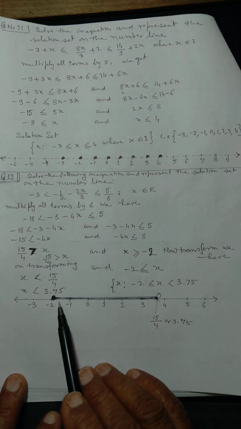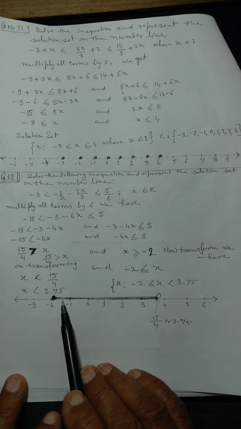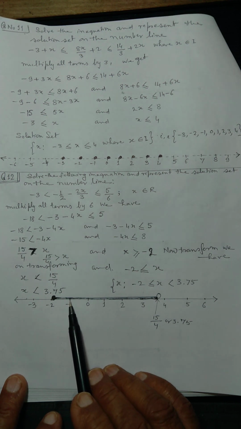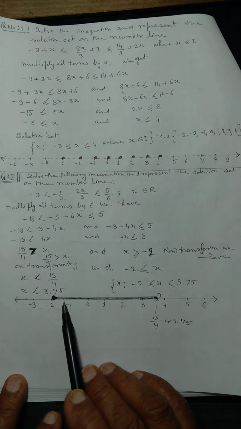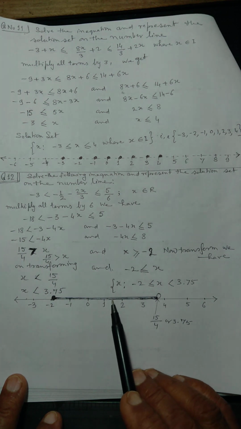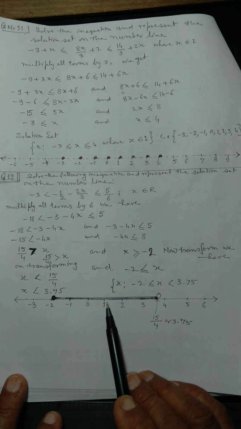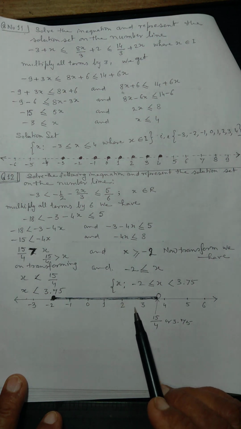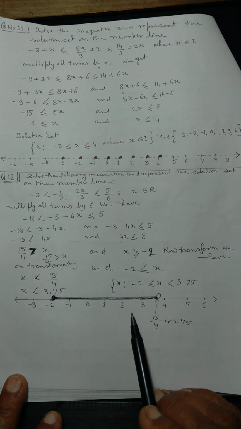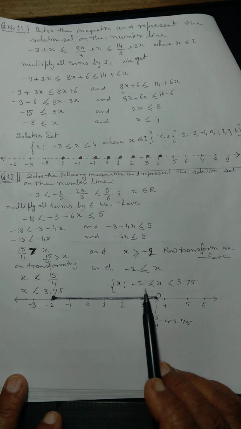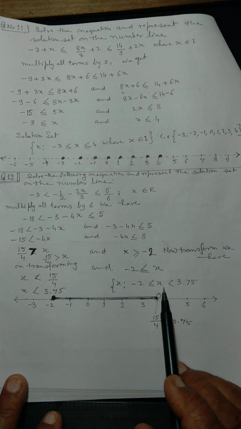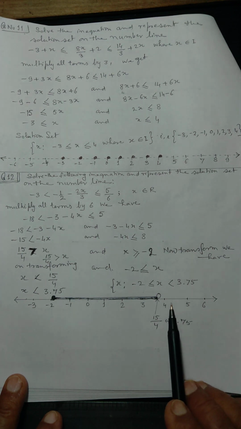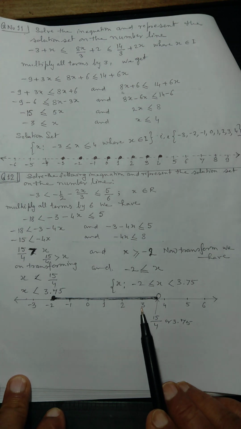So all those points on the number line will be considered as real numbers, the complete line will also be considered as real numbers, and hence our solution result will be minus 2 less than or equal to x, and x is less than 3.75. So in this way we have completed up to 12 questions.